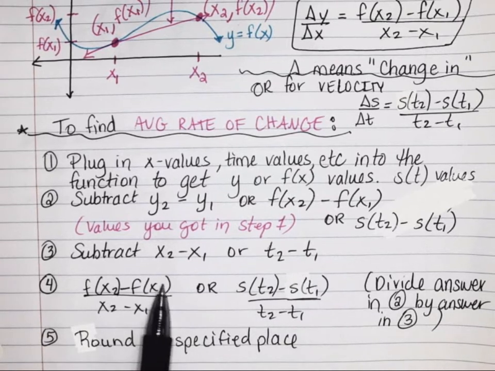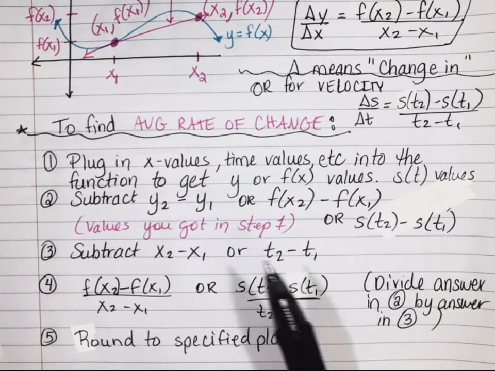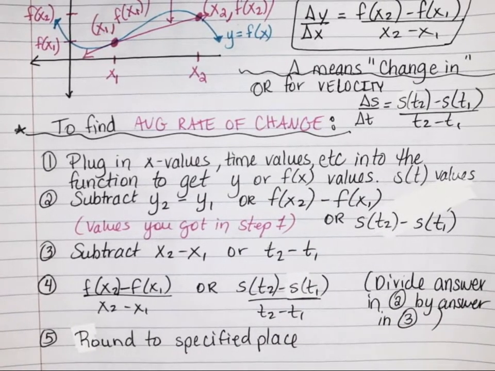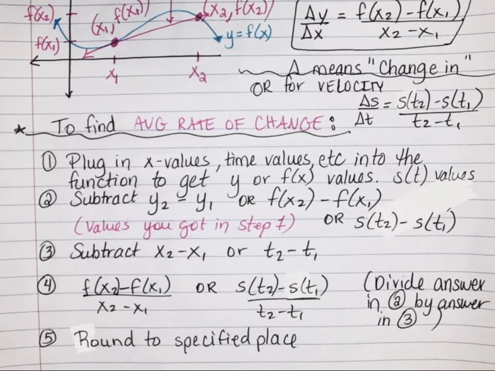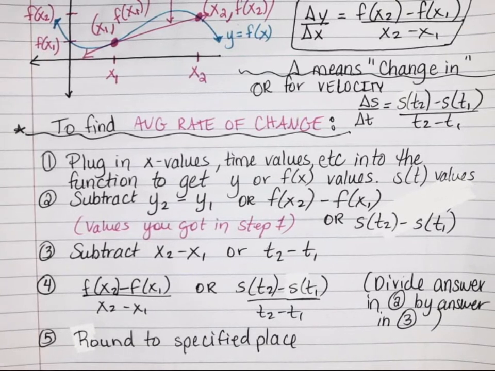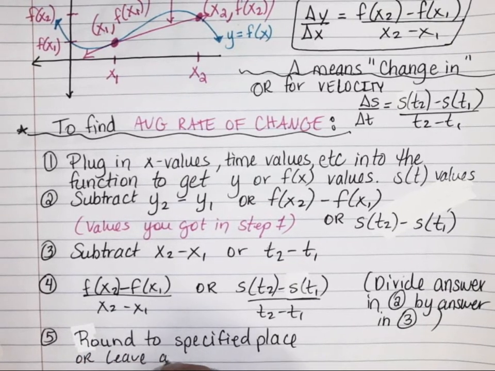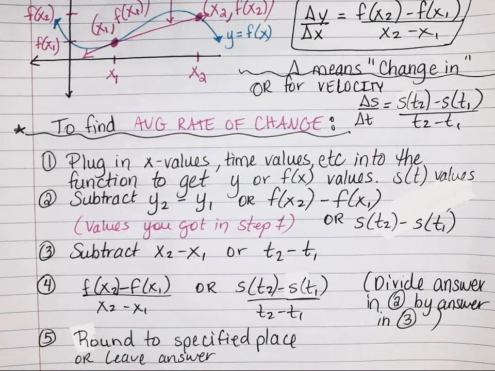Then all you're going to do is plug into your formula. So plug in your x values to get whatever your y's are. Pretty much you are doing the same thing as the slope formula. Subtract your y's on top, subtract x's on bottom, and divide. If they ask you to leave your answer as a fraction, depending on what your directions specify, or they may ask you to go ahead and divide and round.